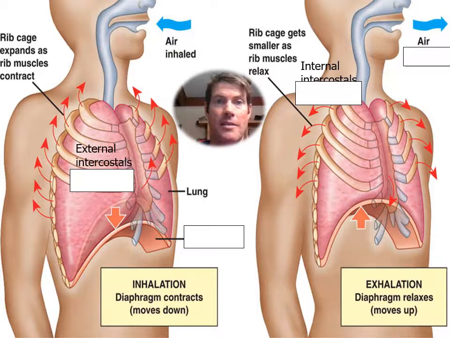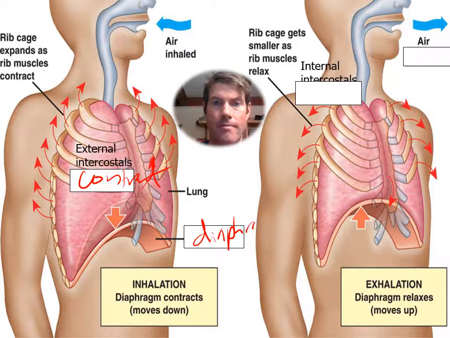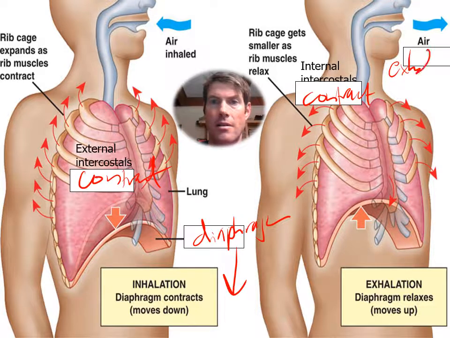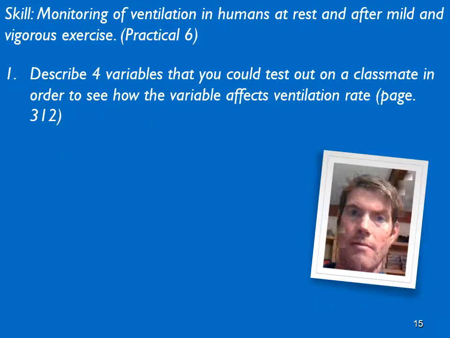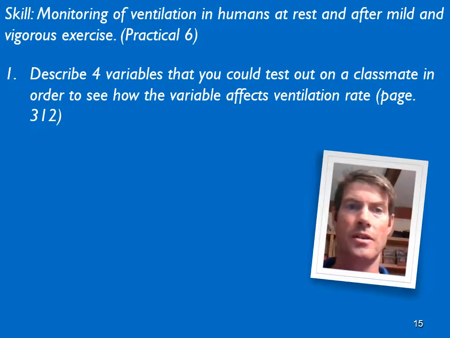Okay, so breathing in, the external intercostals contract and you breathe in, the diaphragm moves down, and we have our internal intercostals contracting when you breathe out. In the air, exhale. So here I want you to read that on 312 and list those variables.